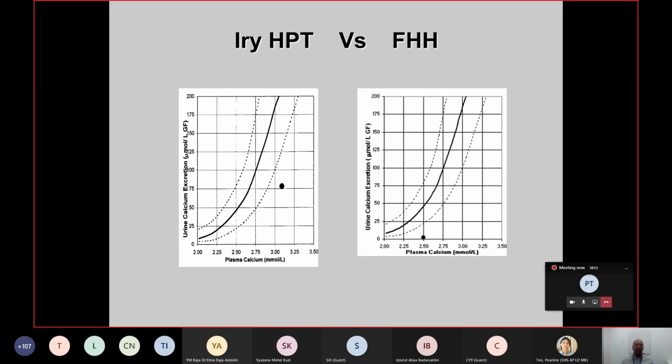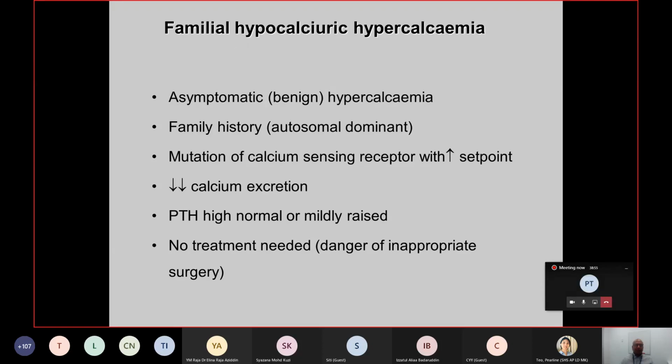So to recap, FHH is an asymptomatic benign condition, familial, due to a mutation of the calcium sensing receptor with an increased set point, which causes a reduction in calcium excretion. No treatment is needed, so the main danger is unnecessary treatment due to misdiagnosis as primary hyperparathyroidism.